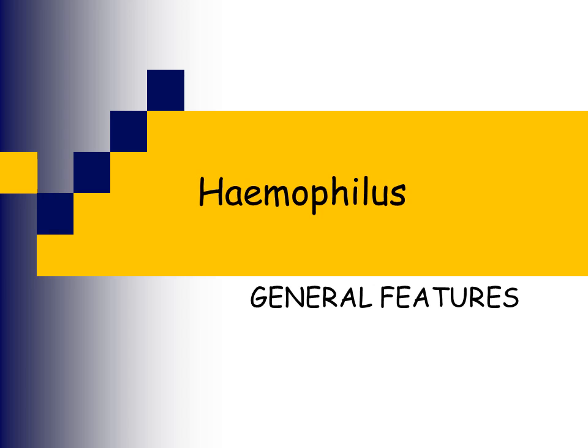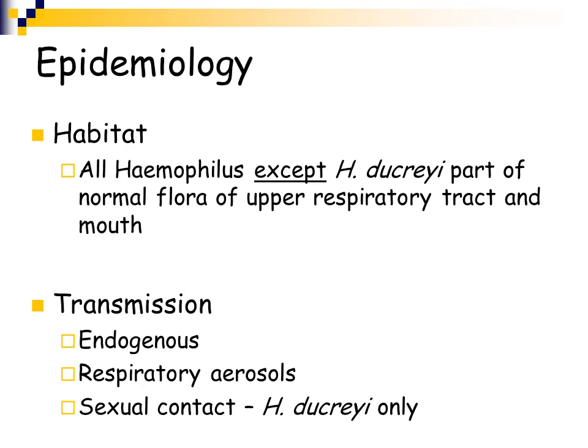We're now going to discuss the general features of the genus Haemophilus. So all of the Haemophilus organisms except for Haemophilus ducreyi are part of the normal flora of the upper respiratory tract and the mouth. Now remember, Haemophilus ducreyi is never normal flora, it's a sexually transmitted infection. Transmission of Haemophilus organisms is usually endogenous, so you infect yourself with your own normal flora, or through respiratory aerosols. You inhale a respiratory droplet from someone in close contact, or for Haemophilus ducreyi through sexual contact.